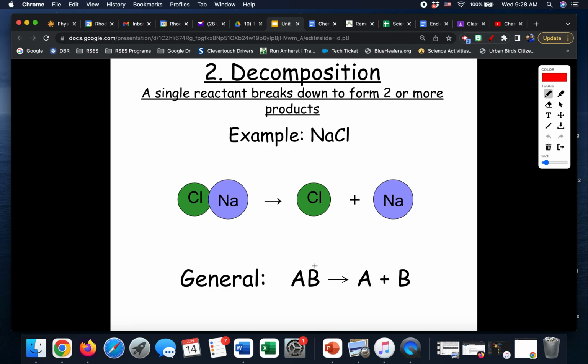So the general formula, AB, 1 thing, breaks apart into each thing separately. So this would be our AB, 1 unit stuck together, and they separate out into the A by itself and the B. So synthesis, we start with 2 things and make 1. Decomposition is the opposite. We start with 1 and break it down into 2.